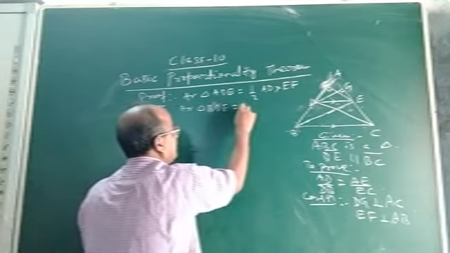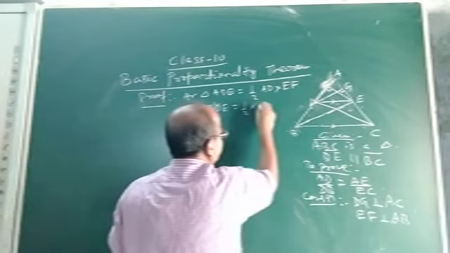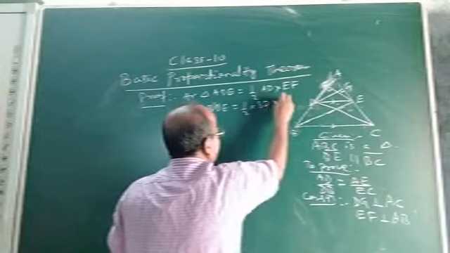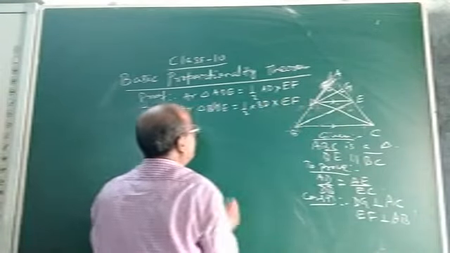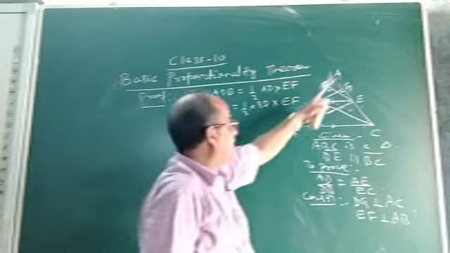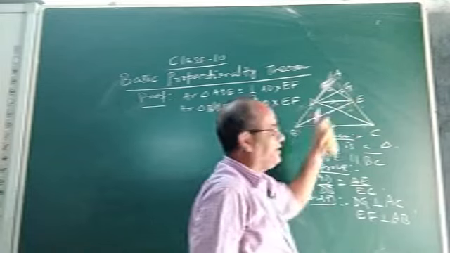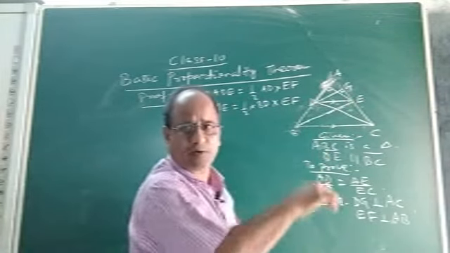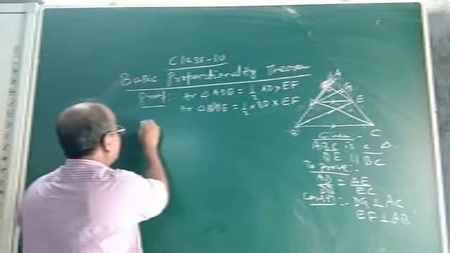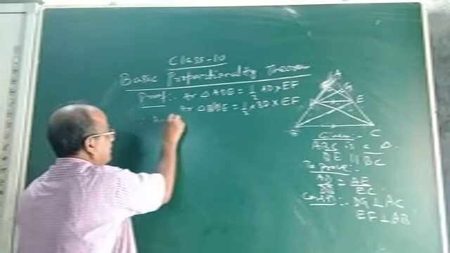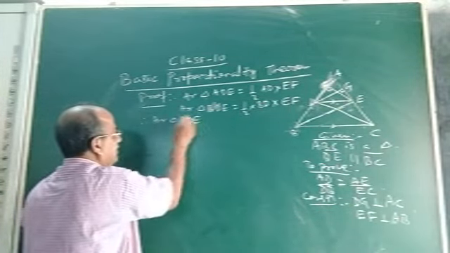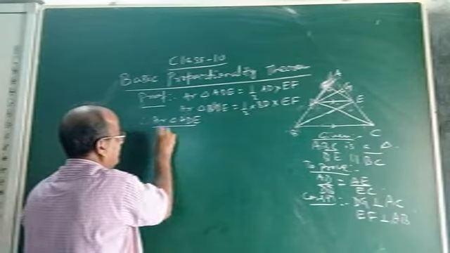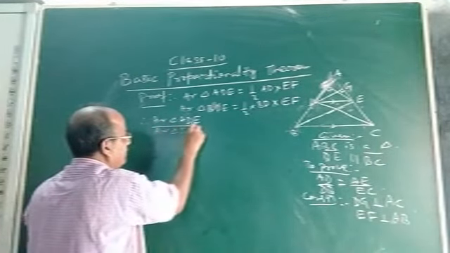Find BDE in a similar manner: half into base. Base means BD and the altitude is EF. Now after finding the area of triangle ADE and BDE, take the ratio of the two areas. So, area of triangle ADE divided by area of triangle BDE.